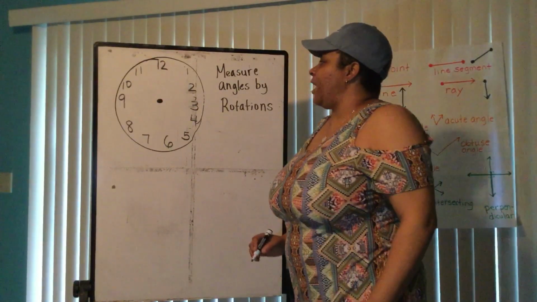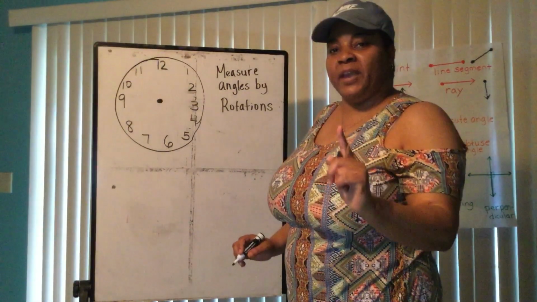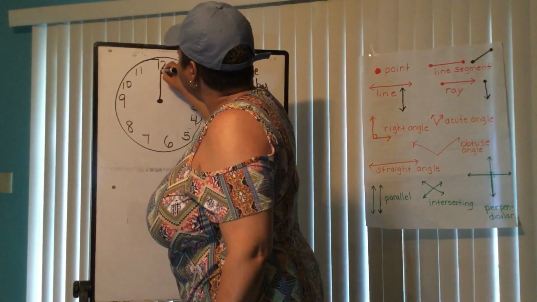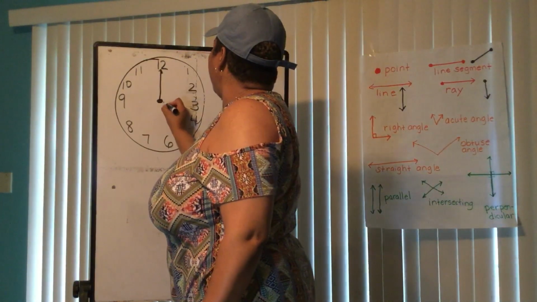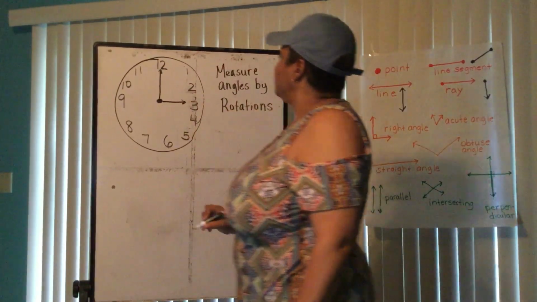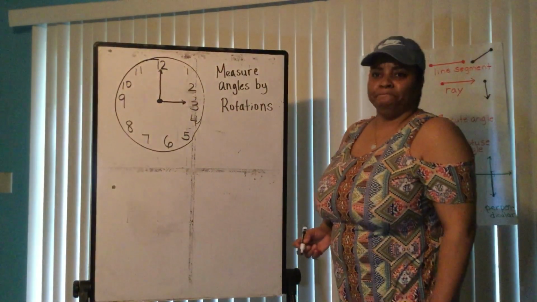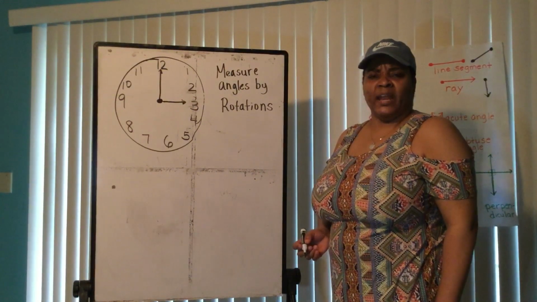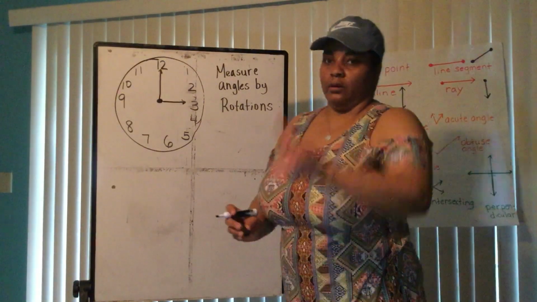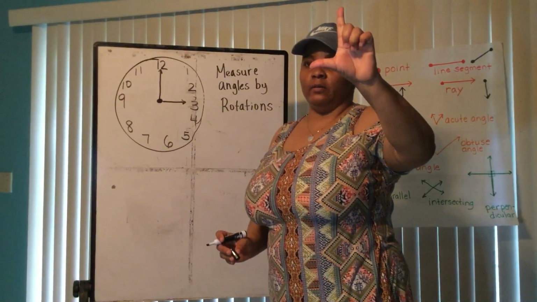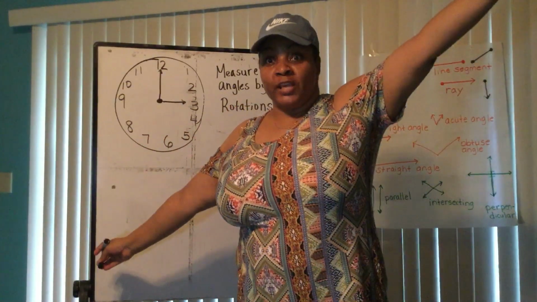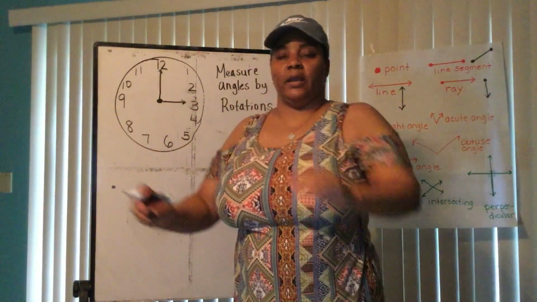So let's look at this clock. I want to draw some hands on my clock. I want my long hand to go straight up there to my 12 and my short hand to go right over to my 3. What kind of angle does that look like? Right angle, like the letter L. Straight angle. Obtuse angle. Or acute angle.